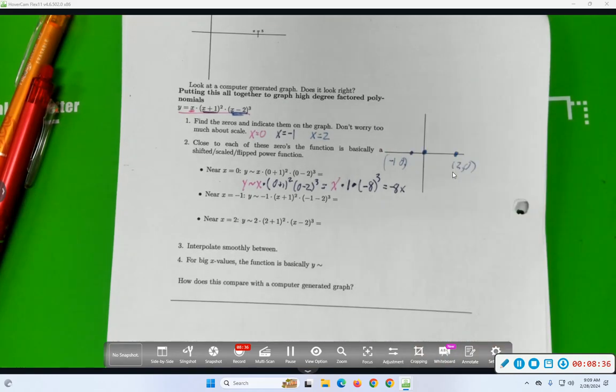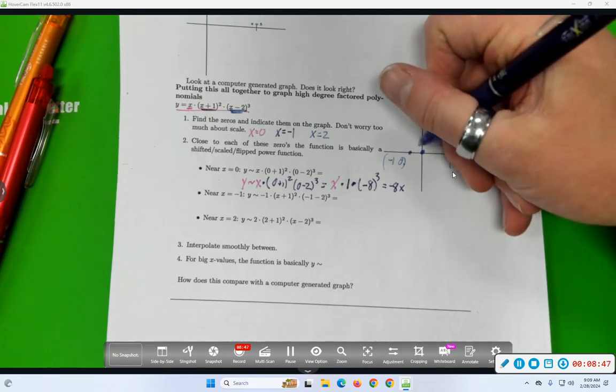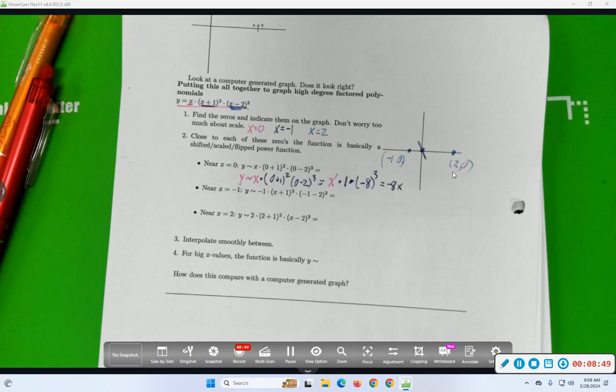So that tells me something. That tells me that near x equals 0, I should see a straight line of slope -8. And I'm not going to worry about having an exact scale or anything, but there should be a straight line of negative slope. Nice. People feel okay right now?